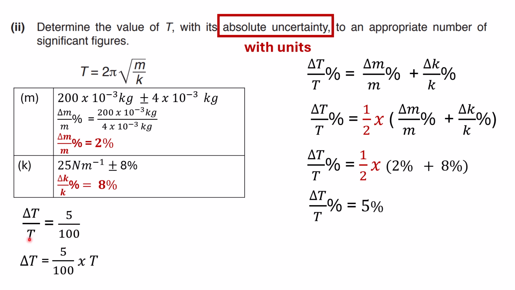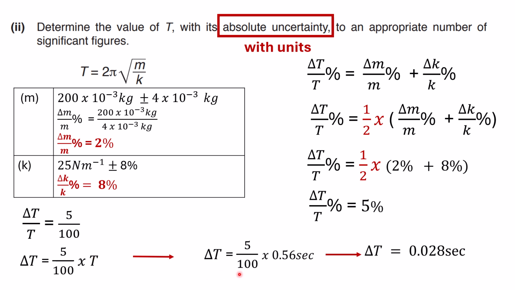Now to calculate the percentage, now we call fractional uncertainty. So how do we do that? For the fractional uncertainty, we have to remove the percentage. So we are going to divide 5 by 100. And now this T on the denominator is going to multiply 5 over 100. That way you can add the unit. So the T we calculated previously was 0.56 seconds. So when you multiply all these, the absolute uncertainty of the period is 0.028 seconds.